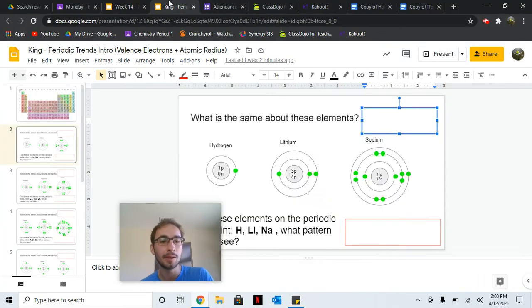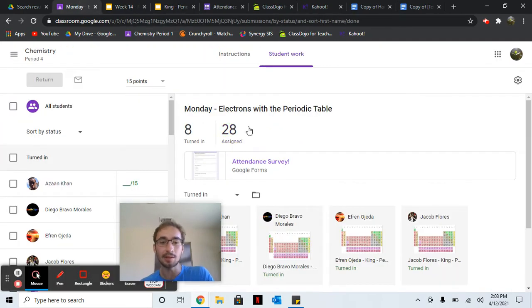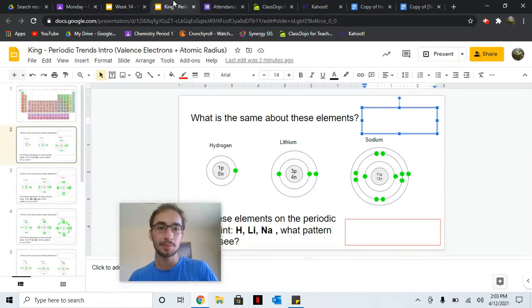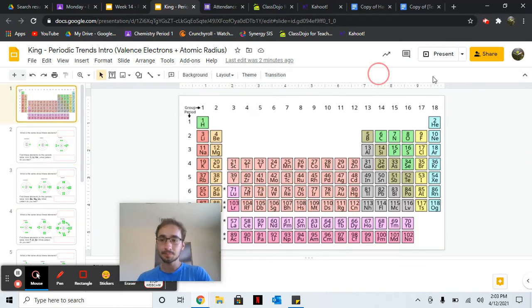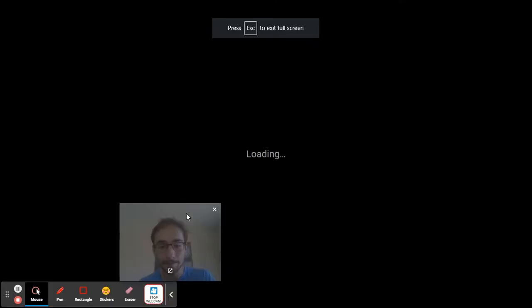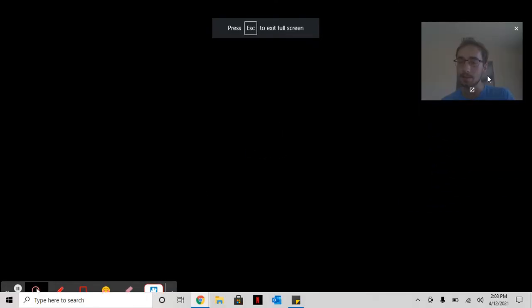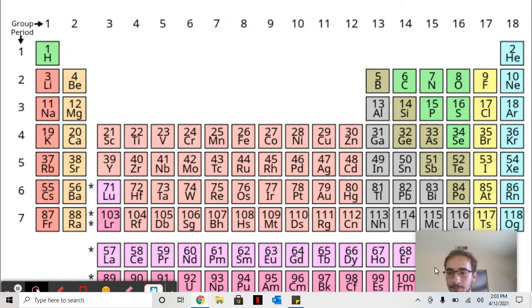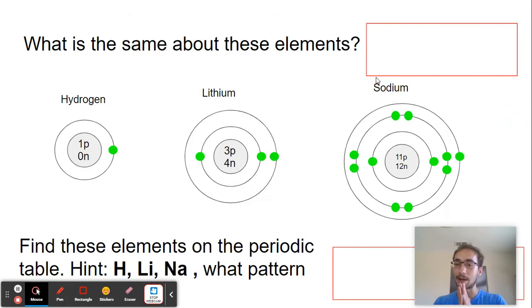Okay, cool. So go to Monday, electrons with the periodic table, and pull up these slides. So just a reminder, here's a periodic table. This is what we're going to be studying this week. You're going to learn the most simple atoms, like the first 20, and you're going to start looking for patterns.